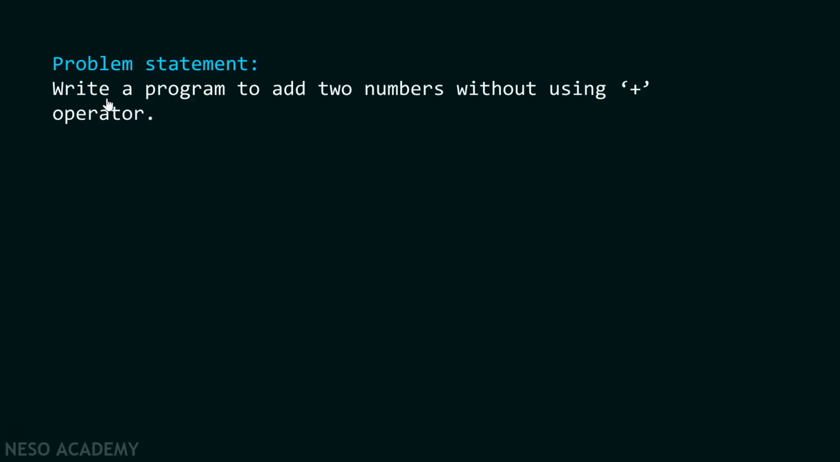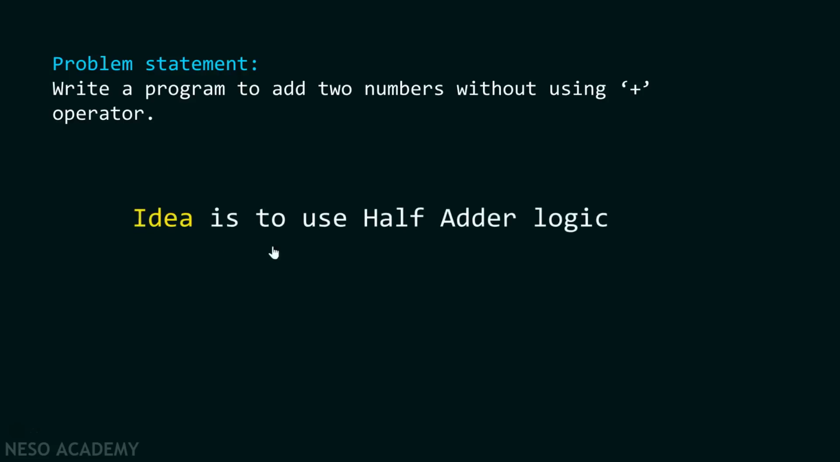Now, as we know, we need to write a program which adds two numbers without using plus operator. We had already seen one solution in which we can add two numbers without using plus operator, but here we will use a different idea. The idea is to use half adder logic. We will simply use the logic of half adder in order to add two numbers. But before diving deep into the code, let's first understand some basics behind half adder.